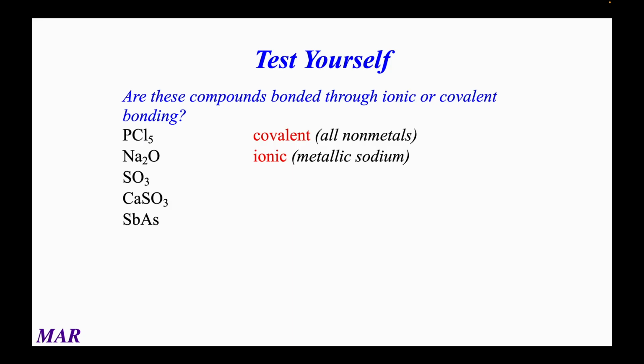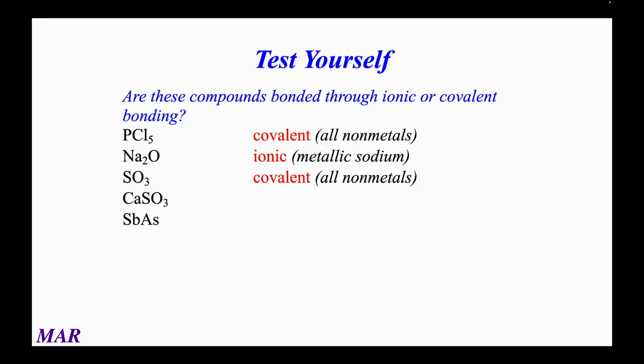The next two are kind of interesting. Now the first one is SO3, and that has sulfur and oxygen. Both sulfur and oxygen are considered nonmetals. They're up and to the right of the metalloid line. That would definitely be covalent, because you have all nonmetals. But the next one has a calcium in front of it. And remember what I said earlier, calcium is a metal. And calcium, a metal, is not reacting with SO3 that has covalent bonds. It's actually combining with sulfite.